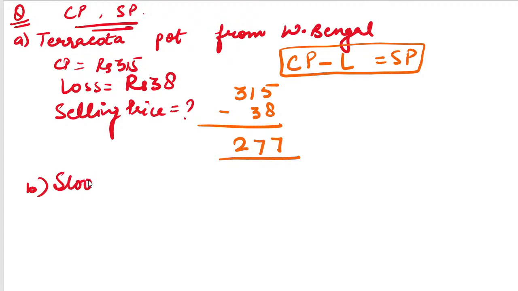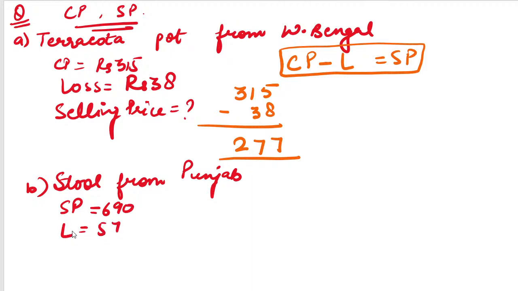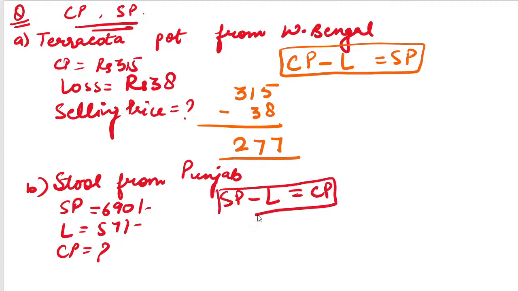Stool from Punjab. So SP is given, that is 690. Then loss is 57. Then you have to find out the CP. So this is in terms of rupees. Okay. So since we have been given SP and loss, CP equals SP minus loss. Okay. So you have to remember this concept. Okay. So 690 minus 57.